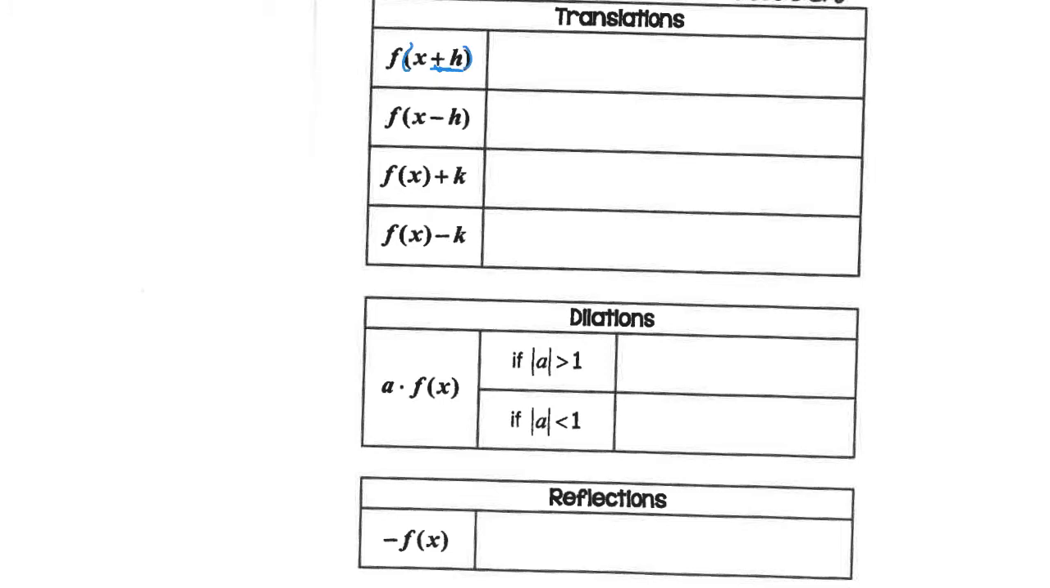Whatever the function is, doesn't matter. If it's adding some number inside the parentheses, then it will shift it to the left, whatever that number is. So it shifts left h units, whatever h is. And if there's a number subtracted inside the parentheses, then it's going to shift it to the right.